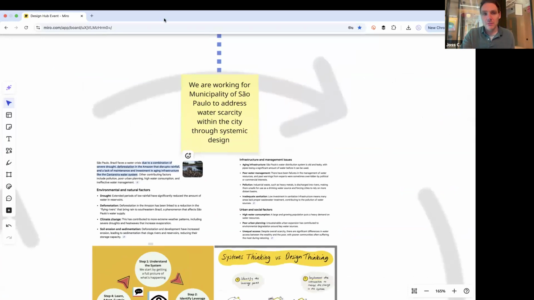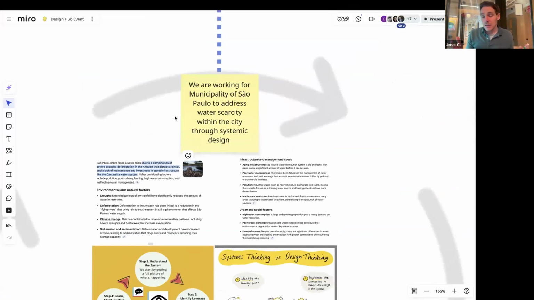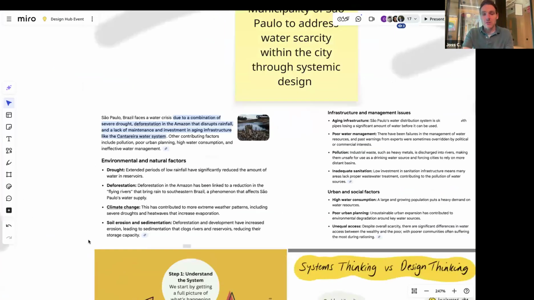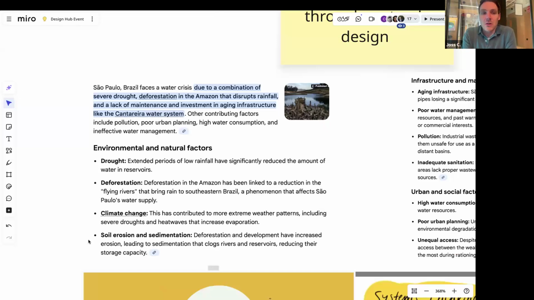So we're imagining that we have been hired by the municipality of Sao Paulo to address water scarcity within the city through a systemic design approach. Dropped in a little info about that. Maybe we won't go too much into it, but due to a combination of severe drought, deforestation in the rainforests that disrupts rainfall and lack of maintenance and investment in aging infrastructure, and other contributing factors, including pollution, poor urban planning, high water consumption, and inefficient water management. Unfortunately, São Paulo is one of the cities that's experiencing a water crisis.